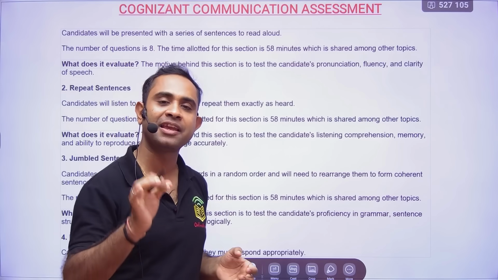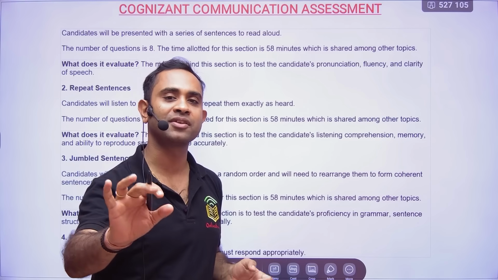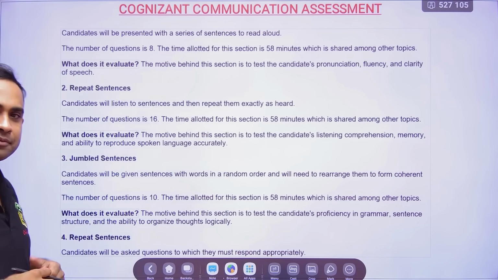Trust me, if I were to give the communication round of Cognizant, I would never qualify. I would be the first person to be eliminated. But confidence.